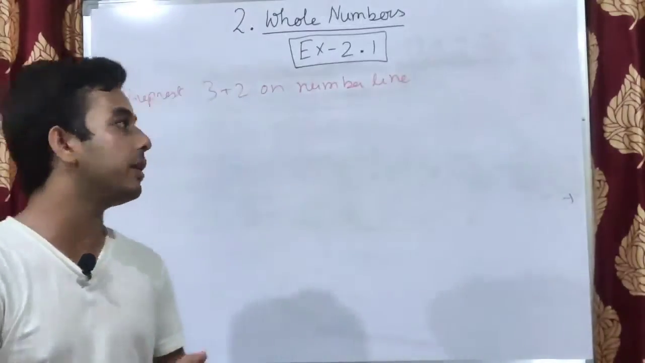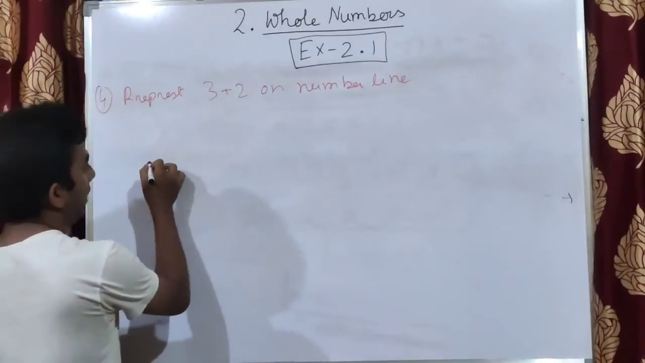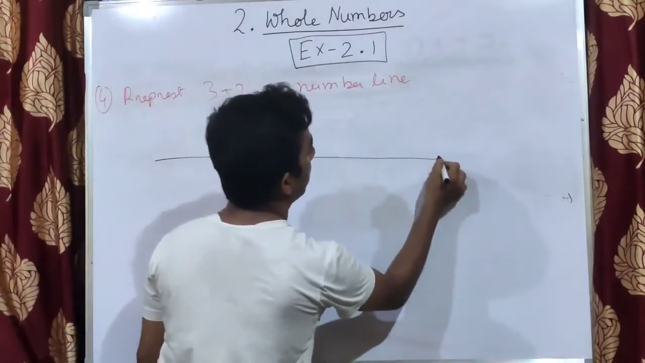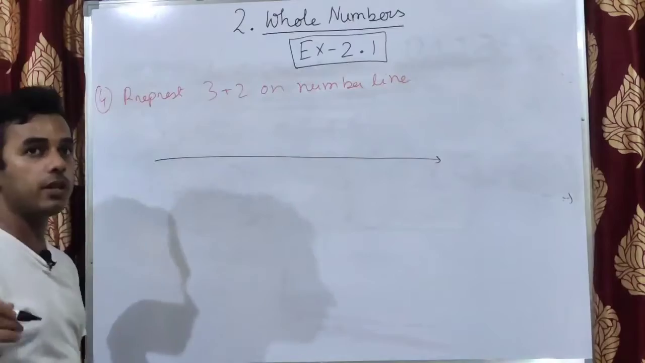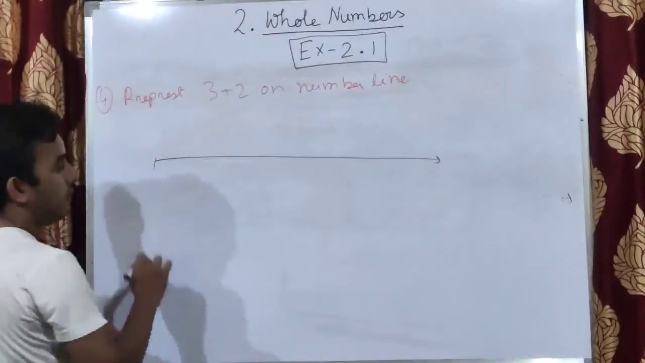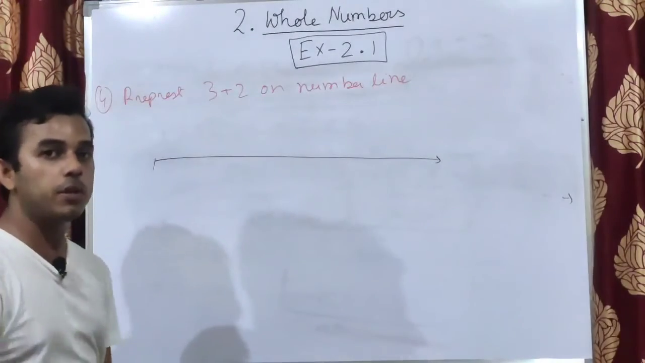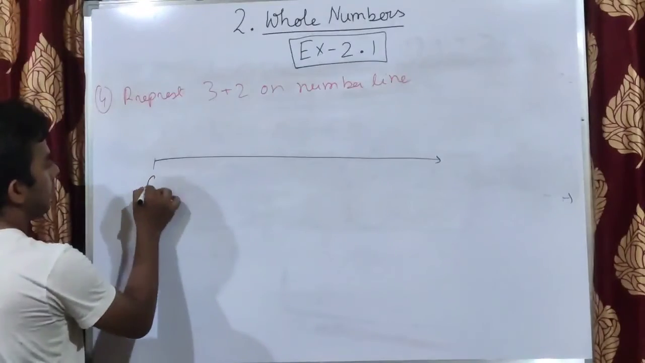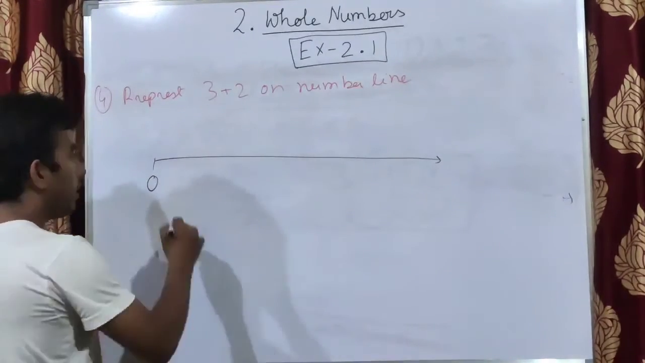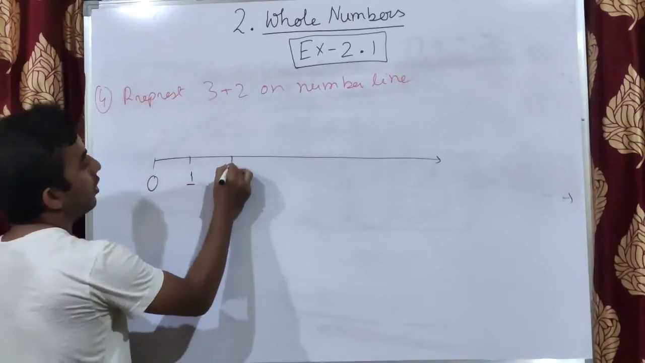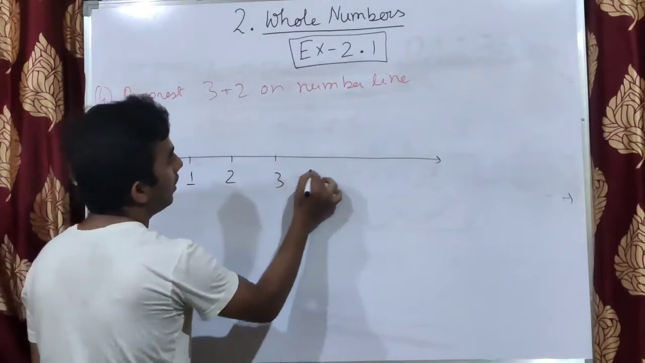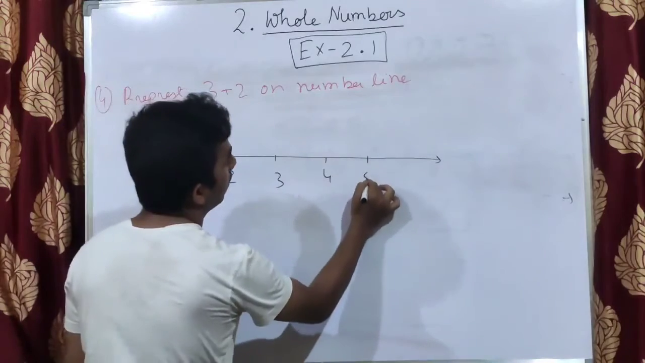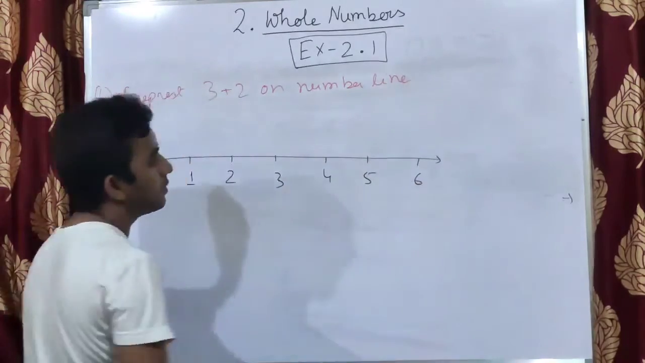To represent addition of numbers, the first thing is that we have to draw a number line. So here I have drawn a number line, right? Next we have to plot numbers on the number line. Our smallest whole number is 0, right? So 0, then 1, 2, 3, 4, 5, 6.